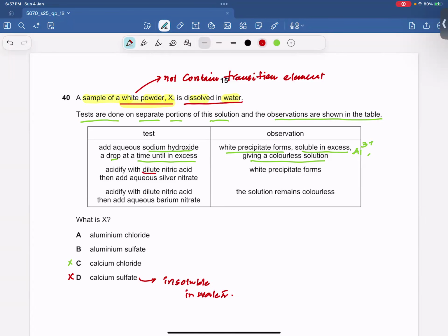When we add dilute nitric acid followed by silver nitrate, a white precipitate is formed. That indicates the presence of chloride ion. Last, when we add barium nitrate, the solution remains colorless. That indicates sulfate is absent. If sulfate ion is absent, which means this option is incorrect. And therefore, A is going to be the right answer, okay?